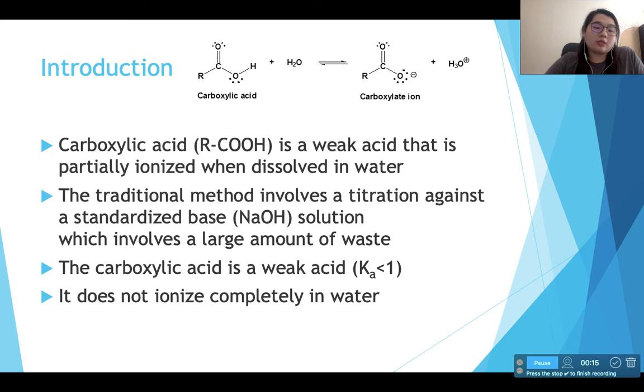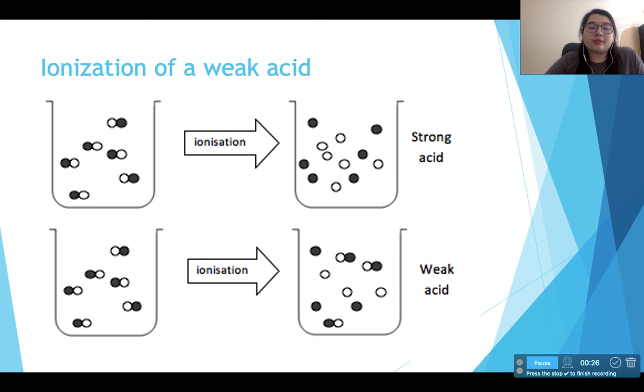A carboxylic acid is a weak acid that partially ionizes in water because its equilibrium constant, Ka, is less than 1. So in this figure we see that in a strong acid the ions separate completely. However, in a weak acid, it separates only partially.